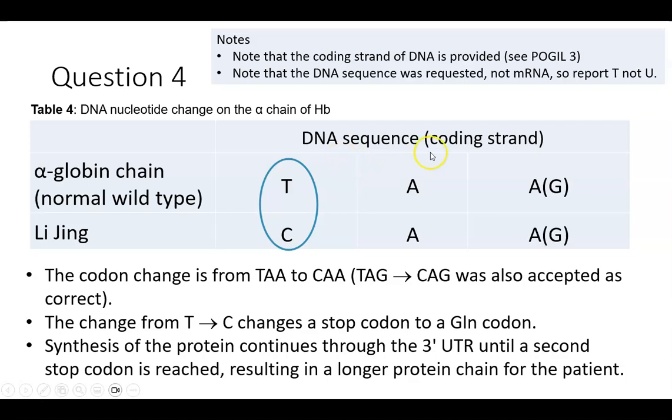Note that this is the DNA on the coding strand, and it was the DNA that was requested, not the messenger RNA, so you would report T and not U.